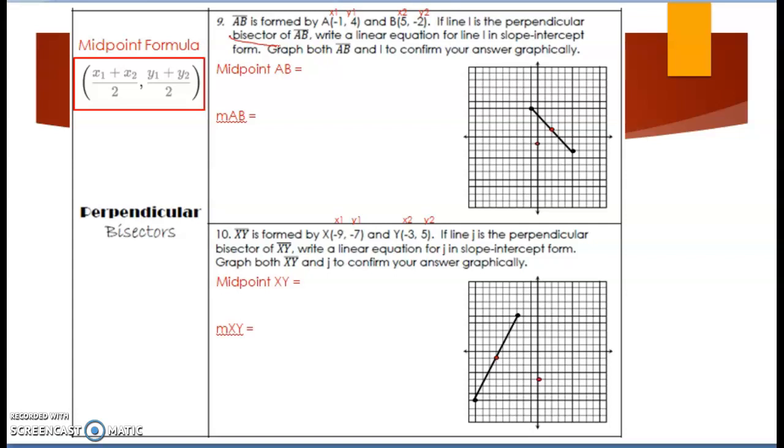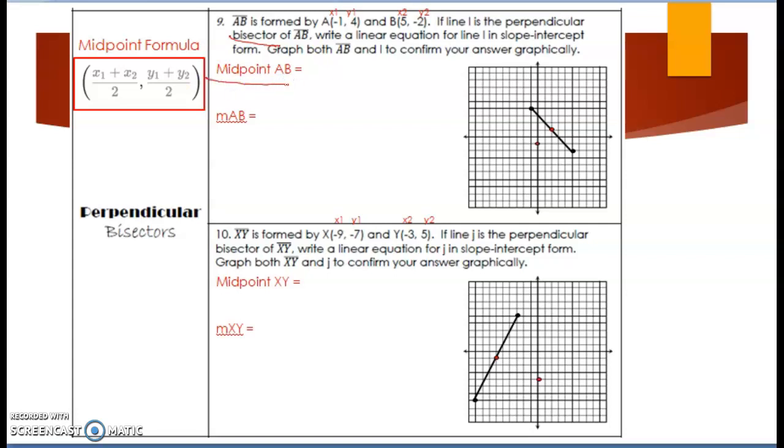So on the graph, in the picture on the grid, I plotted my points. A, -1, 4, and then B, 5, -2. So those are my black points, and I drew a line through them. That is the line we are discussing, line AB. Line L is going to cross that in the middle, so I need the midpoint of AB. So that's why I wrote midpoint here.